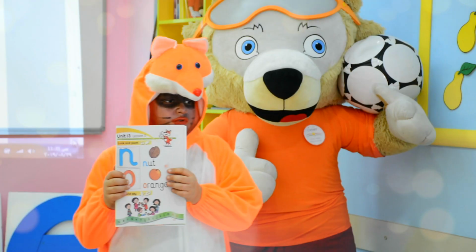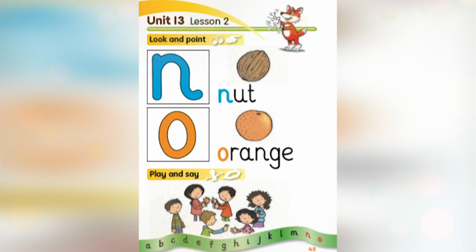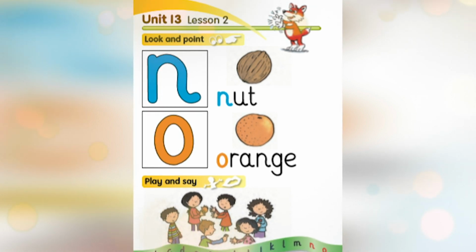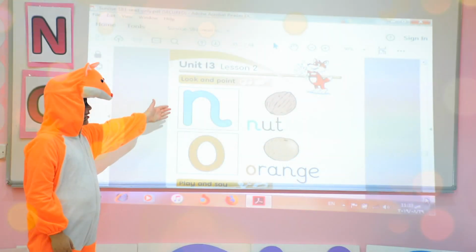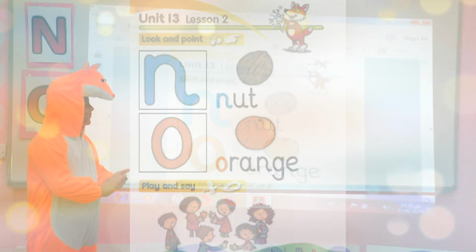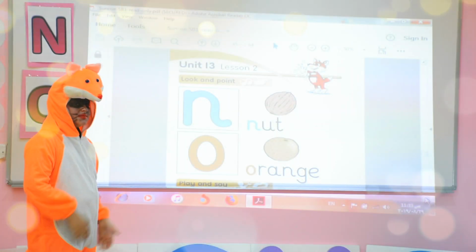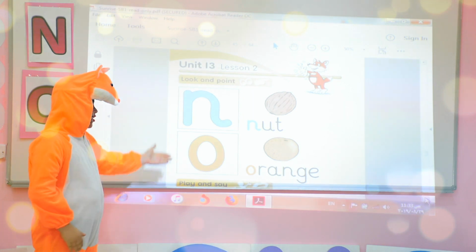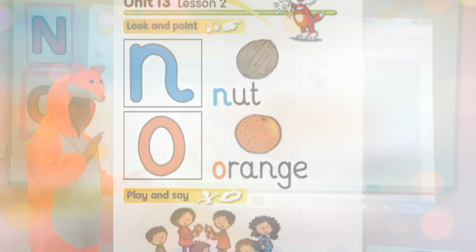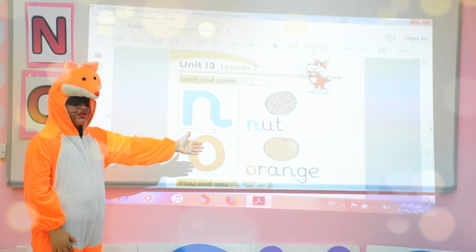Open your book, page 45 and look at the dictation. Student's Book, Unit 13, Lesson 1. Listen and clap. N, n, n. Nut. O, o, o. Orange.